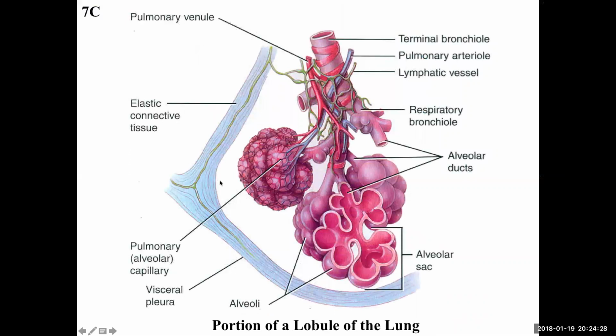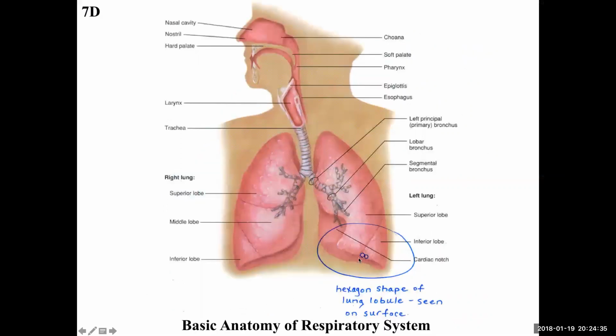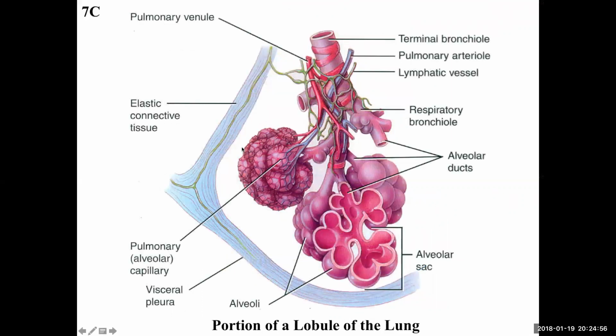This is a good picture of the lung lobule. So you can see here they're hexagon structures, and they can be seen on the surface. They're about the size of a pencil eraser. So the lobule is a segment of the lung tissue. It is bound by connective tissue. It's called a stroma, but it is really an elastic connective tissue.